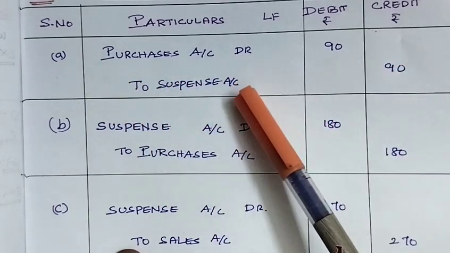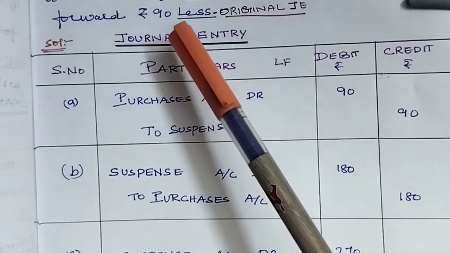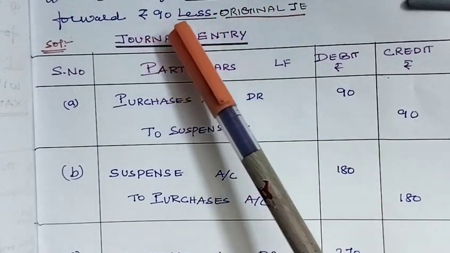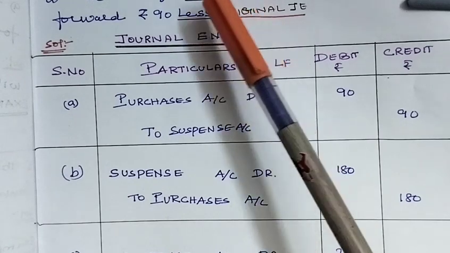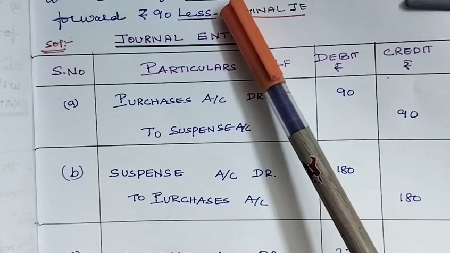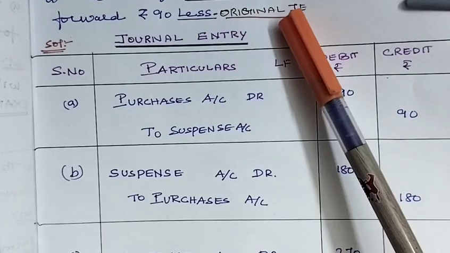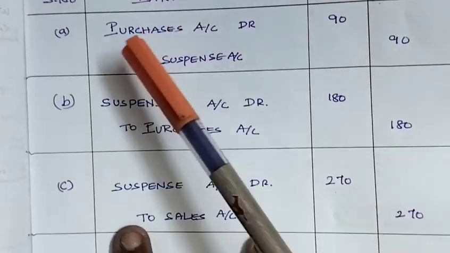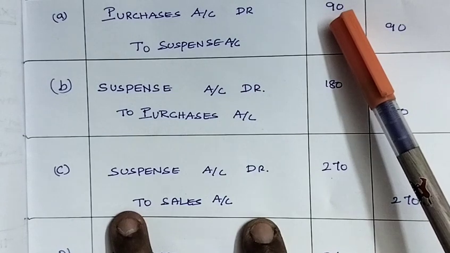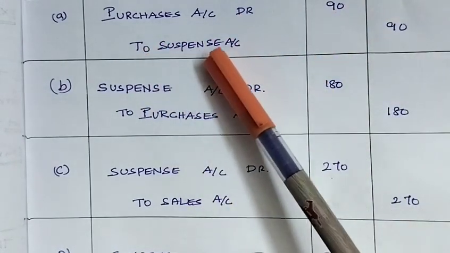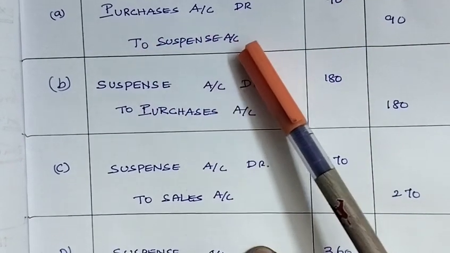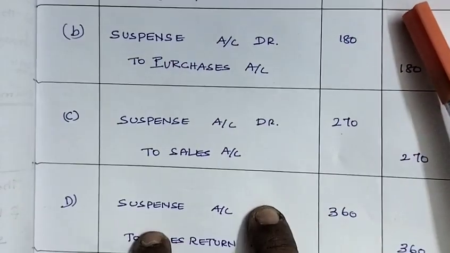Now the error will be rectified because the purchases account shows 90 rupees less. This is the error. How would you rectify this error? You have to follow the original journal entry to rectify the error. So purchases account debit 90 rupees. We create the suspense account to rectify that error. To suspense account 90 rupees.